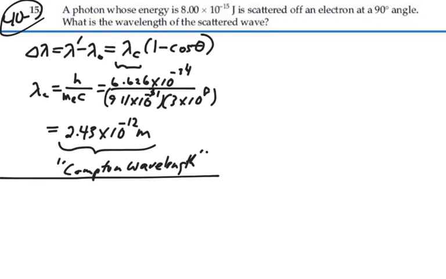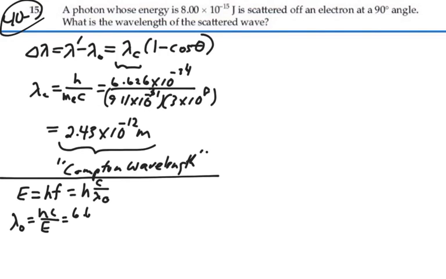Alright, well, let's find our incident wavelength. We know that the energy of the photons coming in is equal to Planck's constant times the frequency, which would be Planck's constant times the speed of light over our incident wavelength. Hence, our incident wavelength is going to equal Planck's constant times the speed of light over the energy.